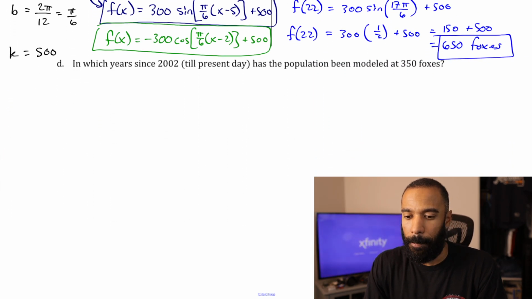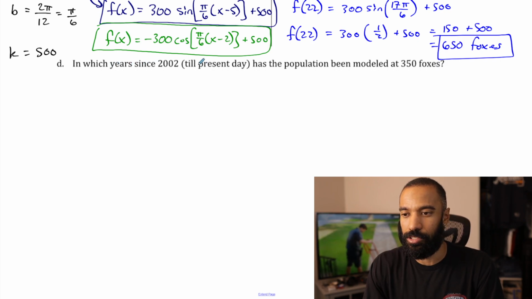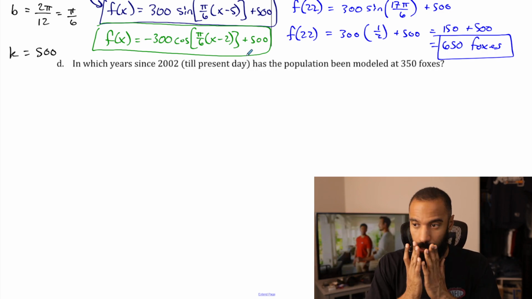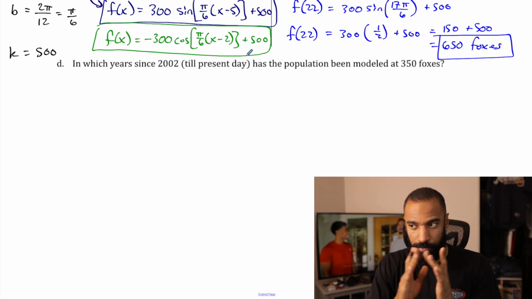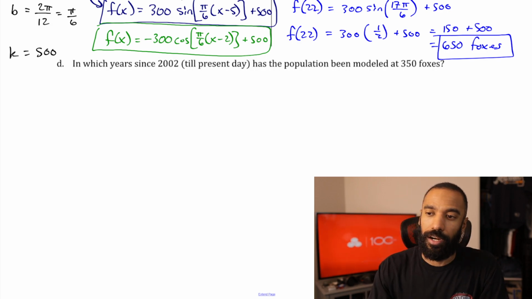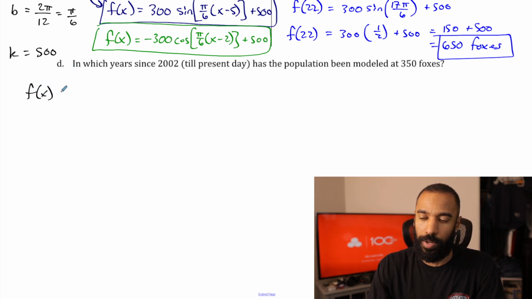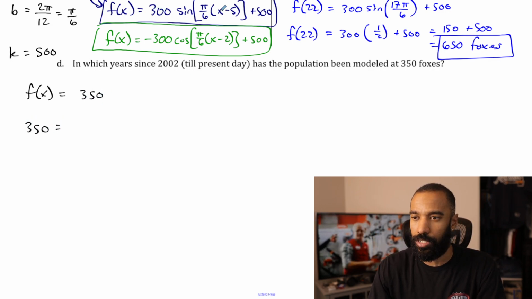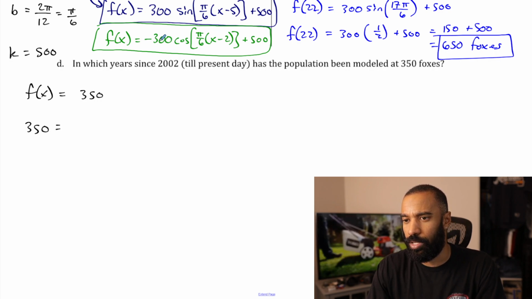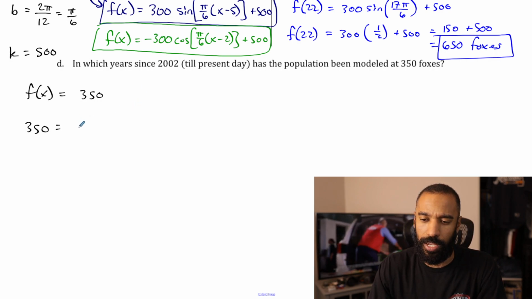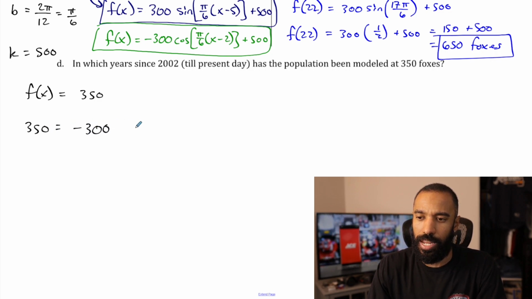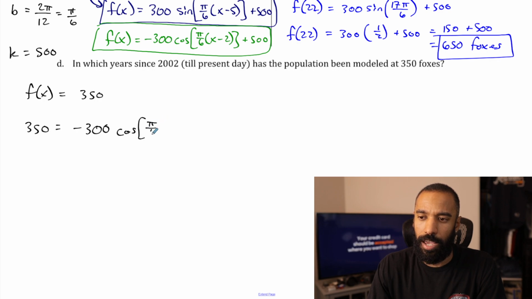Last question, and then I'm done. In which years since 2002 till present day, so from 2002 to 2022, has the population been modeled at 350 foxes? So here, now f of x is 350. You are now substituting that into your equation. Dare we use sine again, or do we go to this, or dare we try cosine? Let's give cosine a shot. Why not? 350 equals negative 300 times the cosine of pi over 6 times x minus 2, plus 500.